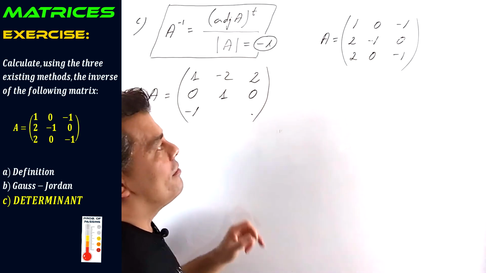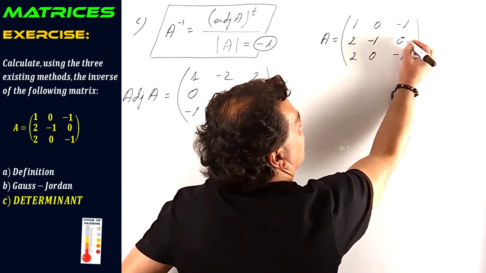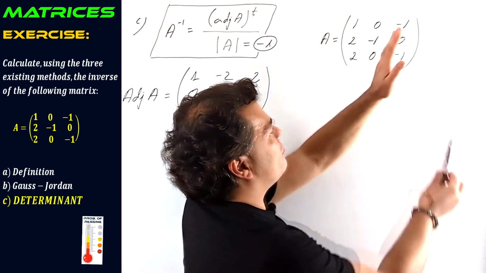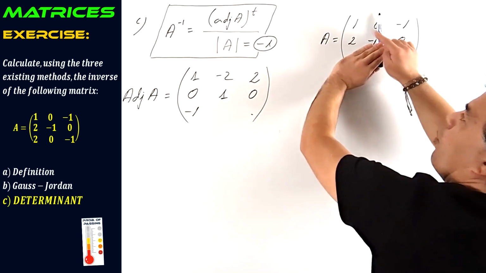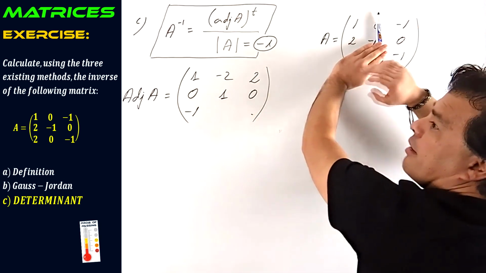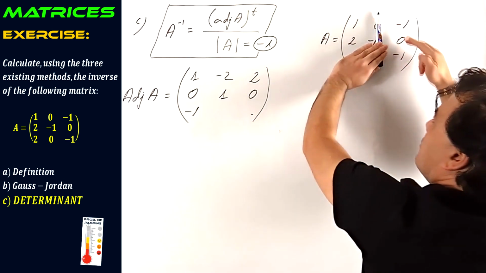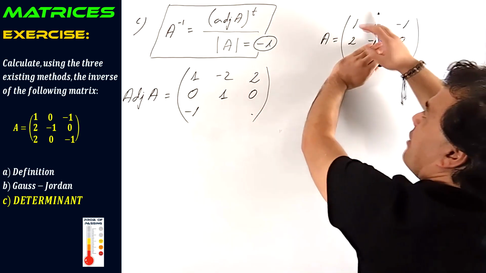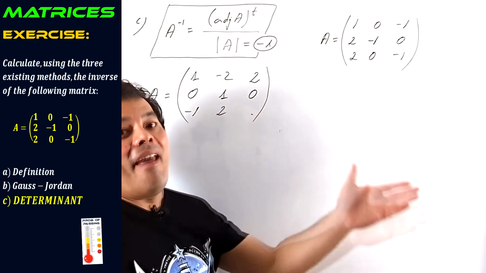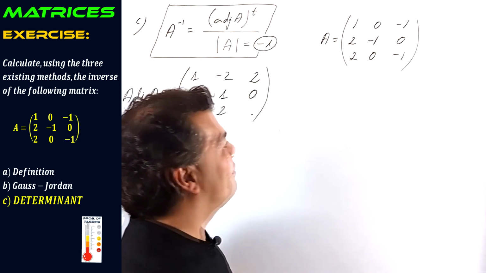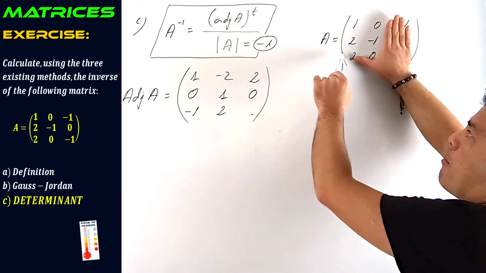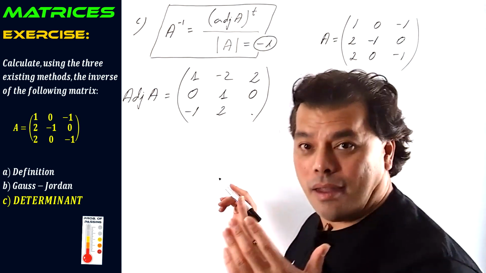Row 3, column 2. Let me rewrite this. 1 times 0 is 0, minus 2 times -1 is -2. 0 minus -2 is 0 plus 2. That is 2. Okay? And finally, row 3, column 3. 1 times -1 is -1 minus 0. -1.